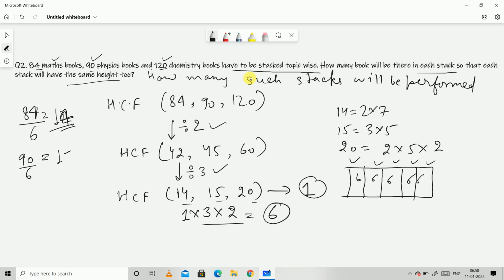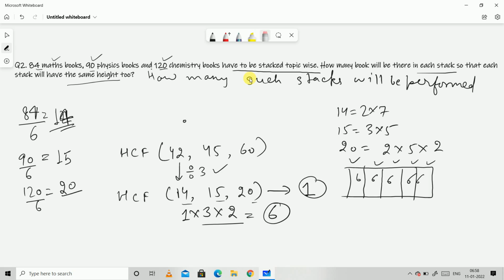Okay, and how many stacks for chemistry books? Then I'm going to get 20 stacks of chemistry books. So it will be something like this.